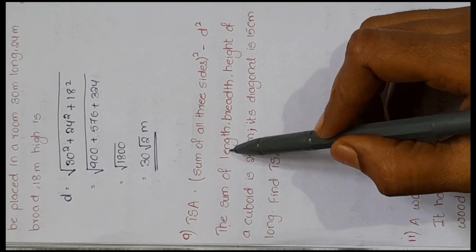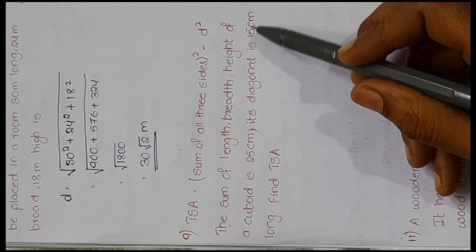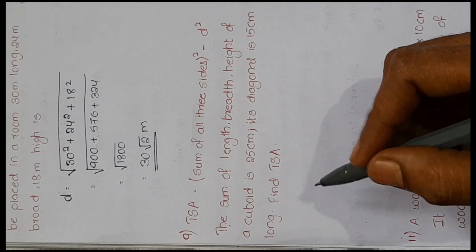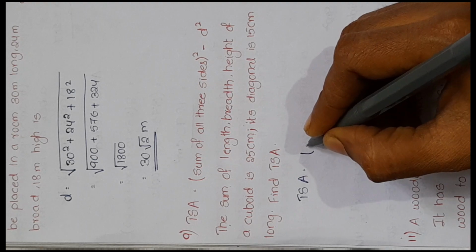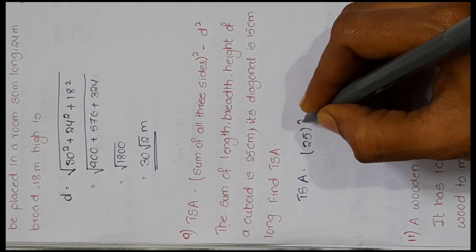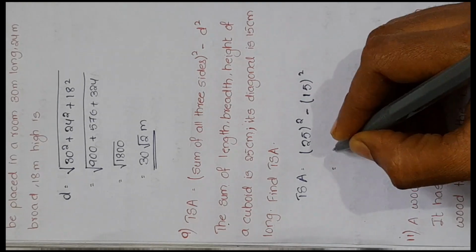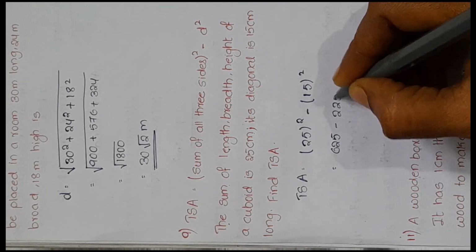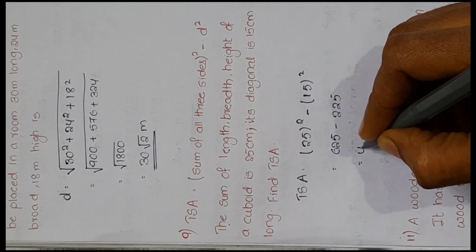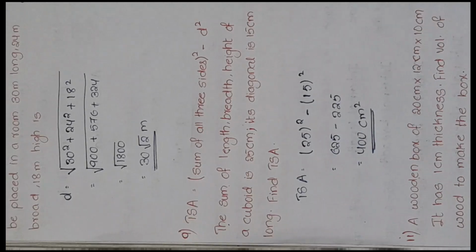Question number 9. The sum of length, breadth and height of a cuboid is 24 centimeters. Its diagonal is 15 centimeters long. Find the total surface area. From the above formula, total surface area is equal to the square of the sum of all three sides minus the diagonal square, that is 25 square minus 15 square. 25 square is 625 minus 15 square is 225. 625 minus 225 is 400 centimeters square, the total surface area.